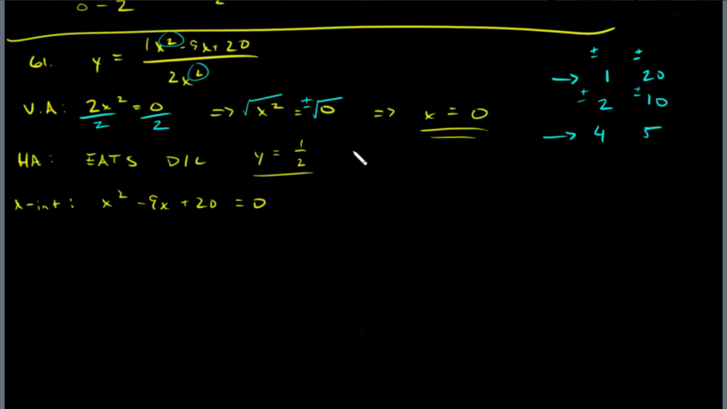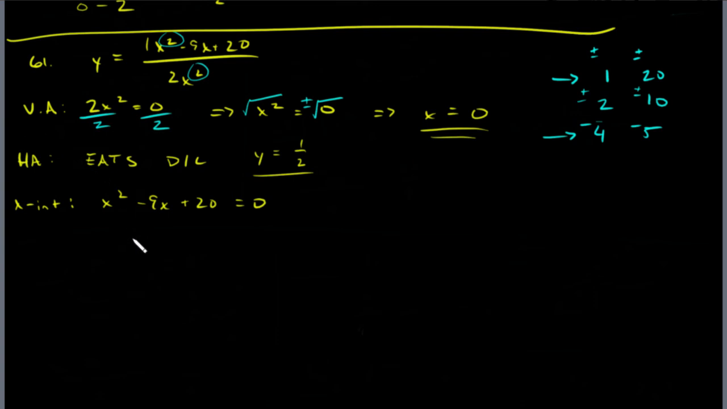So you're looking, how can you make a positive 20 when you multiply something, but a negative 9 when you add them? Well, they'll both have to be negative. A negative 4 and a negative 5 make a positive 20, and a negative 4 and a negative 5 will add to be negative 9. So that's how we do it.